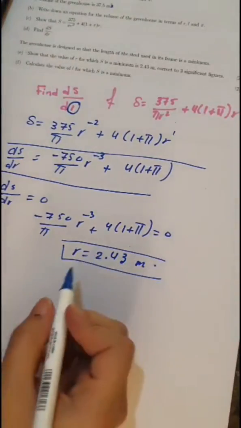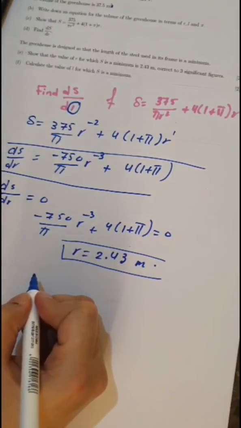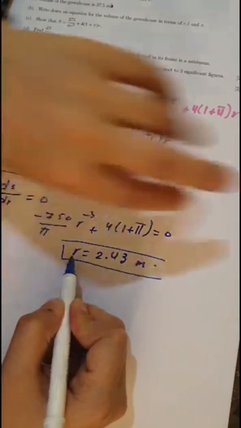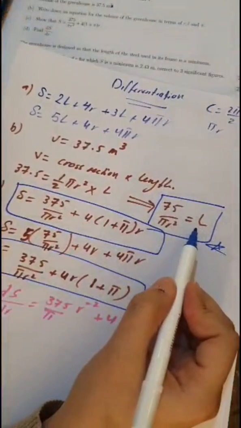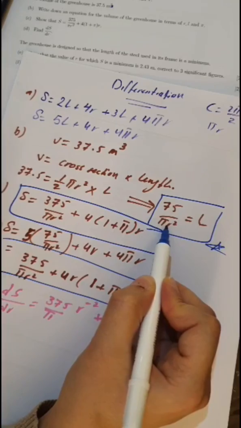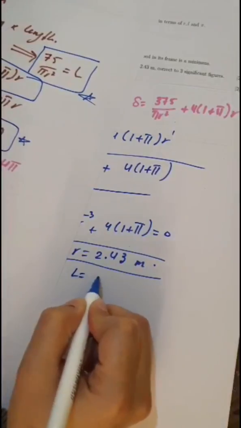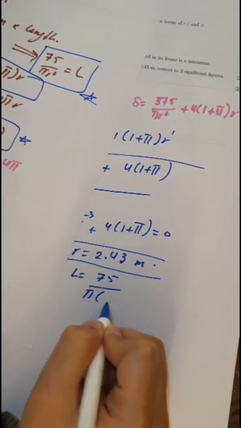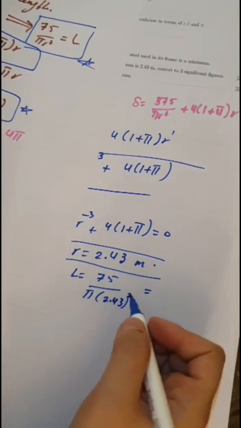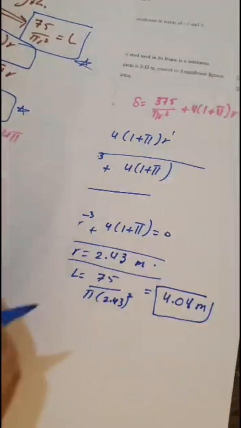They want me now to calculate L for which S is the minimum. L, when S is the minimum, this means I need to replace r in this function. I want to find L when S is the minimum, so r is the smallest amount here, which is equal to 2.43. So I'm gonna write L equal to 75 over pi multiplied by 2.43 to the power of 2. And in this case, I'm gonna get L equal to 4.04 meter. I'm done with this part now.